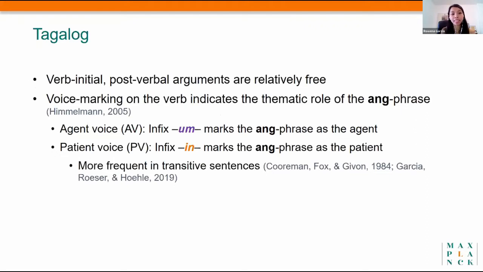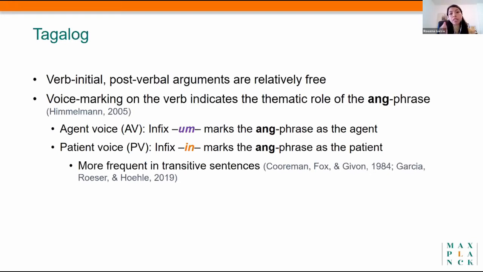In this voice marking system, the voice marking on the verb tells us the thematic role of the noun phrase that is marked by ang. In yesterday's presentation, this was called focus. The agent voice infix tells us that the ang phrase is the agent, while the patient voice infix in tells us that the ang phrase is the patient.